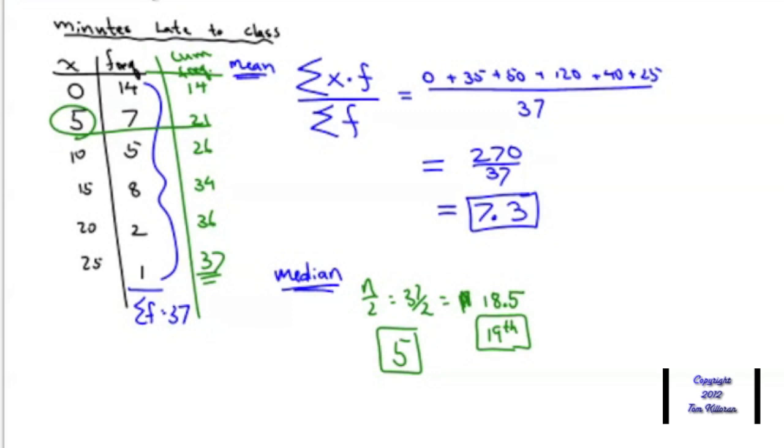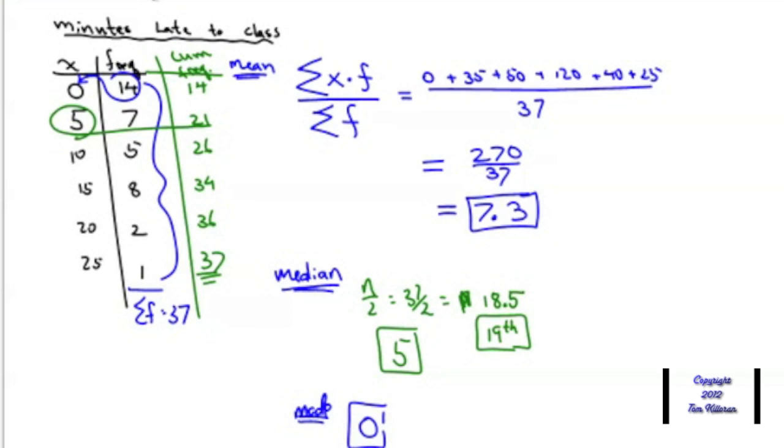Okay. And then the easy one. Mode. 0. And mode is 0. That's a weird mode. Well, you go down your frequencies. What's the largest frequency? 14. And it's associated with 0. So therefore the mode is a boring 0. Most students, modal-wise, were on time. The median lateness of the student was 5 minutes. The average lateness of each of the students was 7.3 because there was this one 25-minute late person. He kind of dragged the average in that direction.